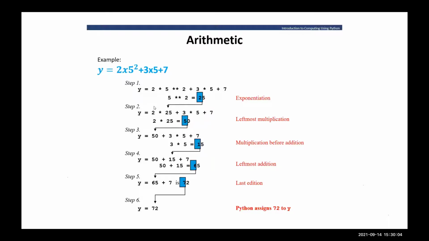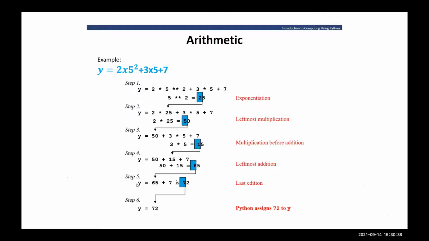So what I'm going to do is evaluate it from left to right. Which one has the precedence? The leftmost multiplication, which is 2 multiplied by 25, equal to 50. Now 50 plus 3 multiplied by 5 plus 7. Which one has the precedence here? Multiplication, 3 times 5. So now I have 50 plus 15 plus 7.